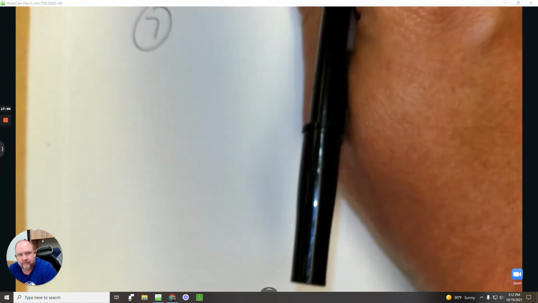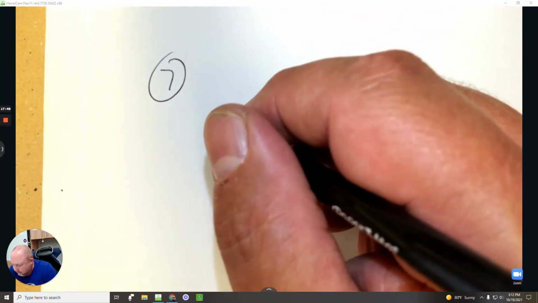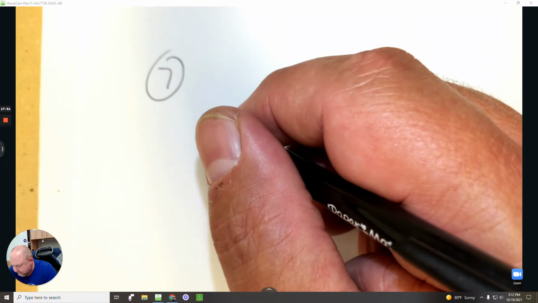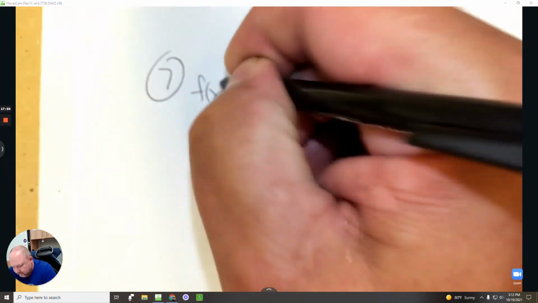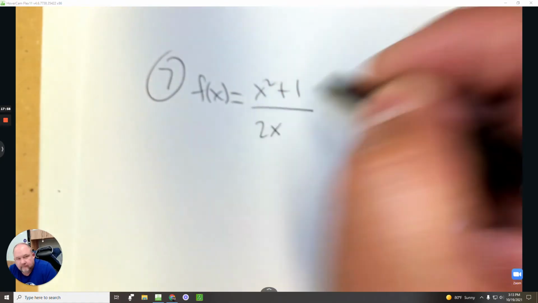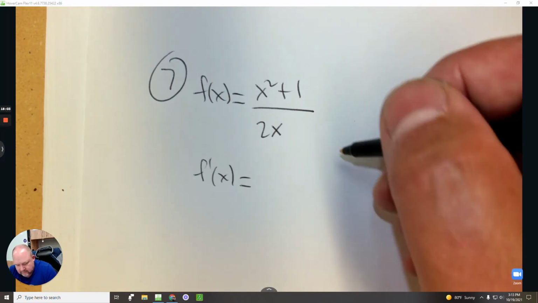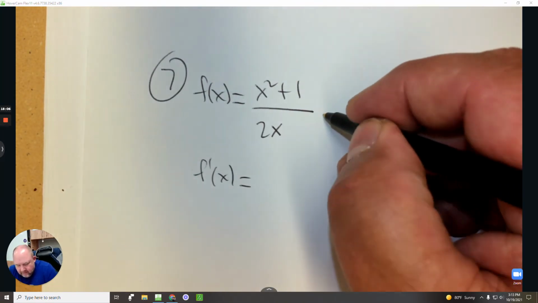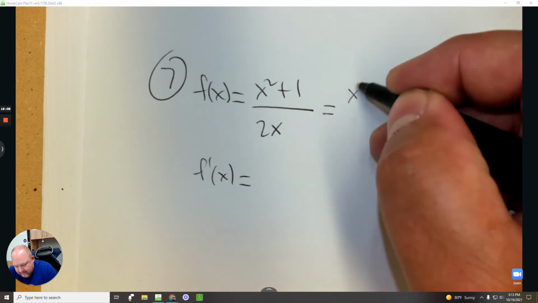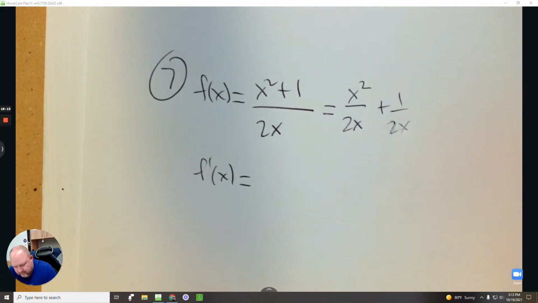Number 7. Find the domain, extrema, asymptotes, end behavior, and graph it. There are no points of inflection. So I'm going to take the derivative right away. I think it's helpful to write this as x squared over 2x and 1 over 2x for the next derivative.